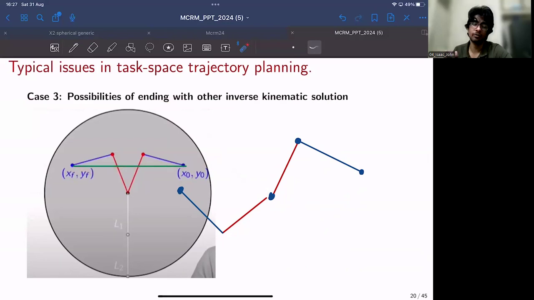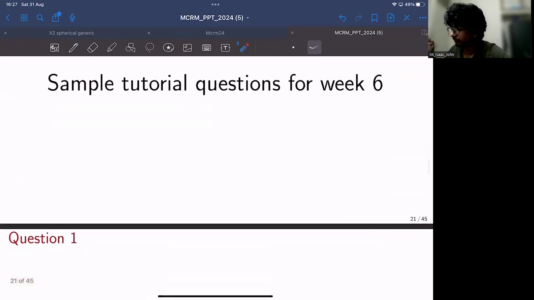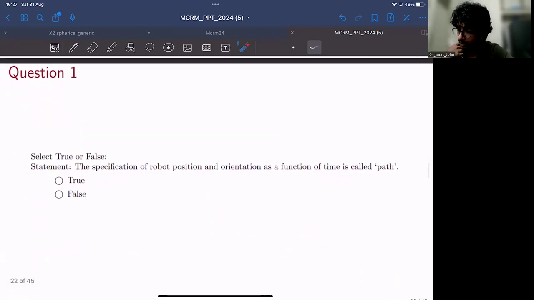So the first case was the possibility of going out of the workspace. The second case was the possibility of achieving a singular configuration. And the third case is the possibility of ending with the other inverse kinematic solution, which may not always be desirable. Okay, so we will conclude our session with some sample tutorial problems. We have maybe half an hour left.